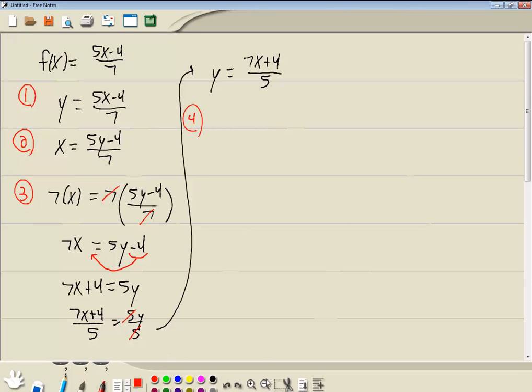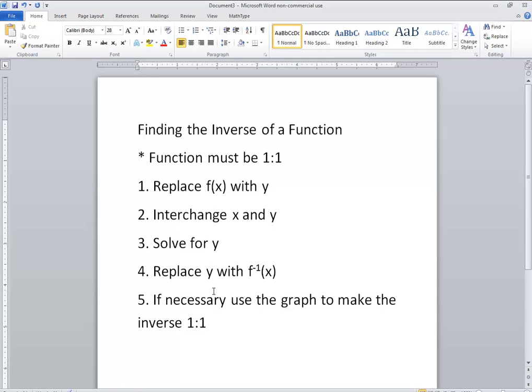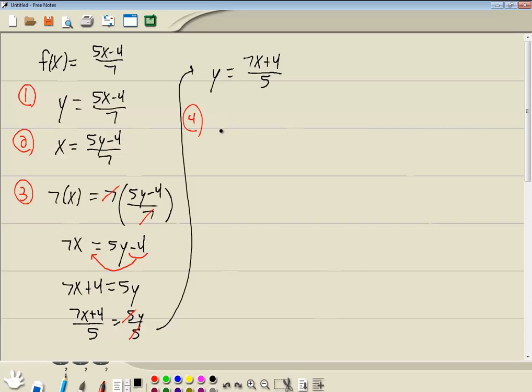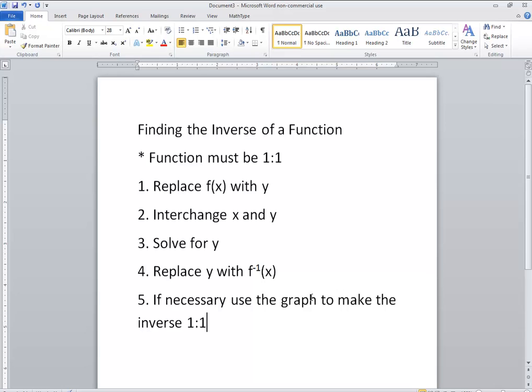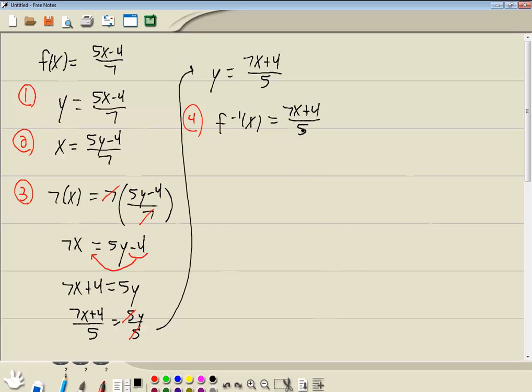Now step 4 is to put our inverse notation in. Replace y with your inverse notation. So the inverse of f is equal to 7x plus 4 over 5. Now we don't have to do step 5, because it says if necessary, use a graph to make the inverse 1 to 1. This is already 1 to 1.